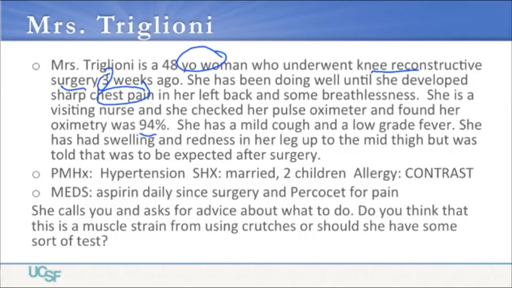She's had swelling and redness in her leg up to the mid-thigh on the leg that was involved in the surgery, but she was told that was to be expected after surgery, and she doesn't believe it's any worse than it was yesterday. Her past medical history is notable for high blood pressure. Her social history, she's married with 2 children, and she has a contrast dye allergy. Medications on admission include aspirin daily since surgery and Percocet for pain. She calls you on the phone and asks for advice about what to do. She ventures the opinion that maybe she just has a muscle strain from using crutches, or is there something more serious that she should have a test for?